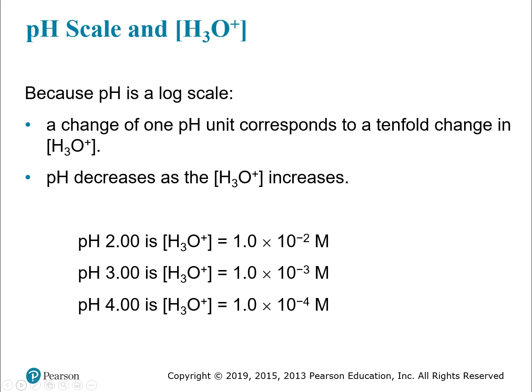Now the pH scale is a log scale. So if you go from a pH of 2 to 3, it's only a change of 1, but what that really corresponds to is a 10-fold change. If you go from a pH 2 to a pH 3, then we're talking about an entire exponent difference here, okay? So that's a pretty big jump.